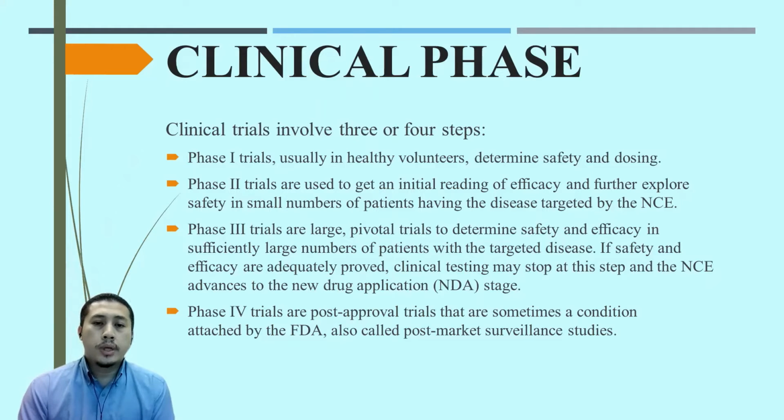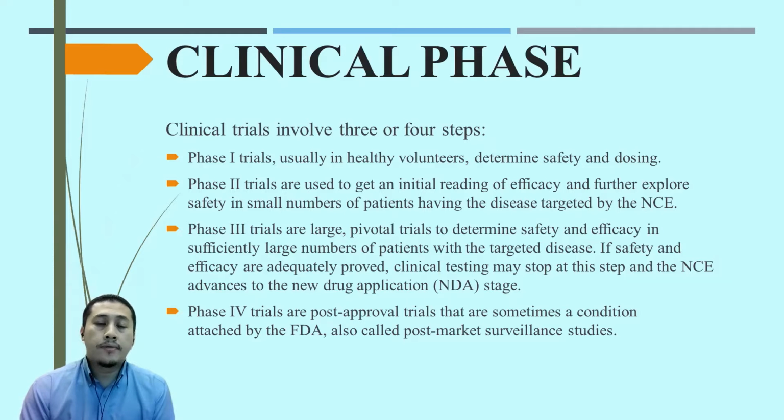Phase 1 trial usually involves healthy volunteers to determine safety and dosing. So there are no diseased individuals or subjects used in the phase 1 trial. And the phase 2 trials are used to get an initial reading of efficacy and further explore safety in small numbers of patients having the disease targeted by the NCE. And phase 3 trials are large pivotal trials to determine safety and efficacy in sufficiently large numbers of patients with the targeted disease. If safety and efficacy are adequately proved, clinical testing may stop at this step and the NCE advances to the new drug application stage.